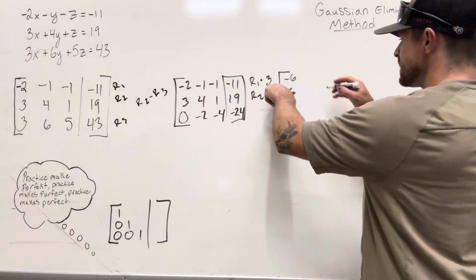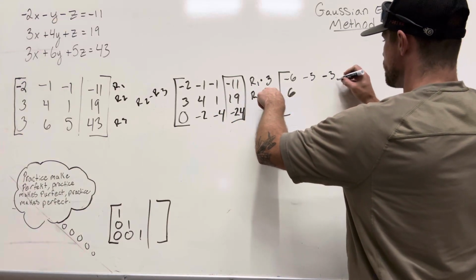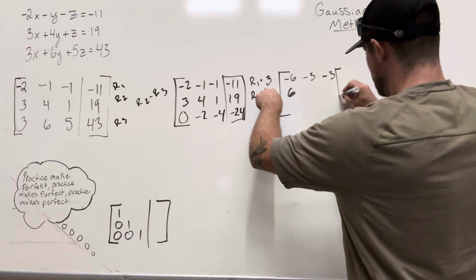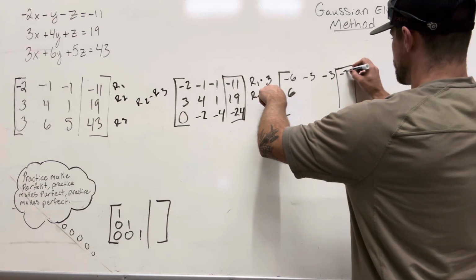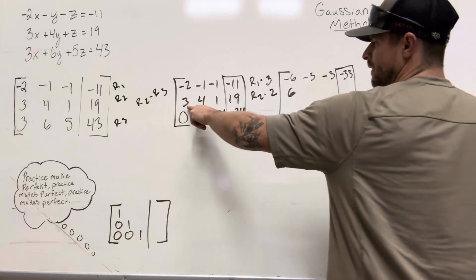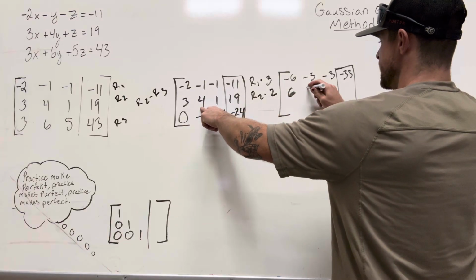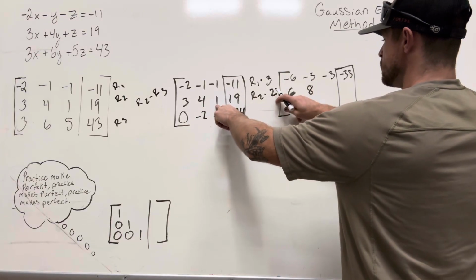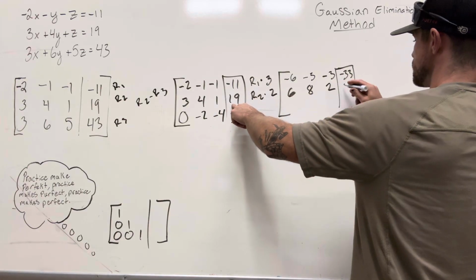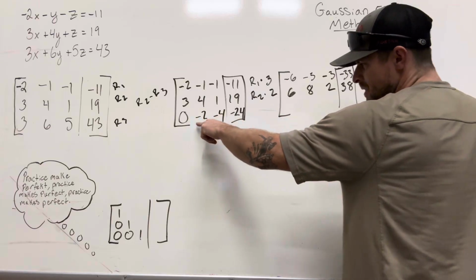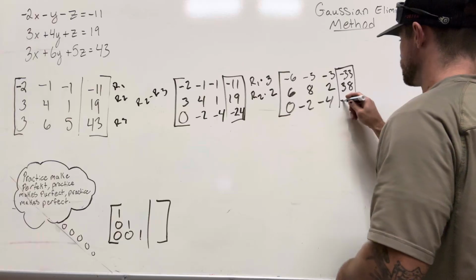-1 times 3 gives me -3. -1 times 3 gives me -3. I've got my line. And then -11 times 3 gives me -33. I've got 3 times 2, which is 6. 4 times 2, which is 8, 1 times 2, which is 2, and 19 times 2, which is 38. Okay, I can copy the bottom row down, 0, -2, -4, and -24.